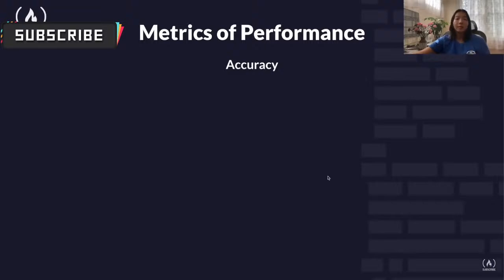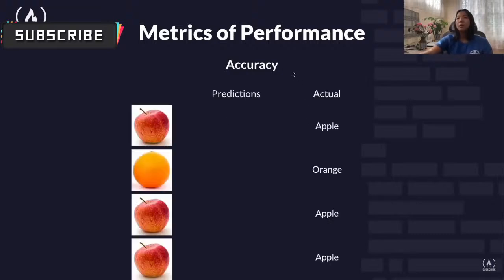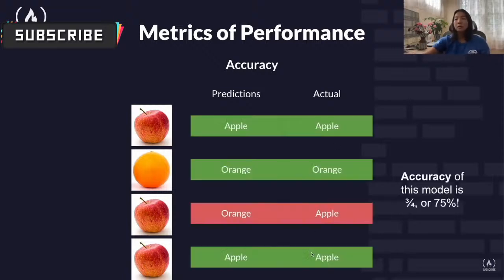So there are some other measures of performance as well. So for example, accuracy. What is accuracy? So let's say that these are pictures that I'm feeding my model, okay? And these predictions might be apple, orange, orange, apple. Okay, but the actual is apple, orange, apple, apple. So 3 of them were correct and 1 of them was incorrect. So the accuracy of this model is 3/4 or 75%.